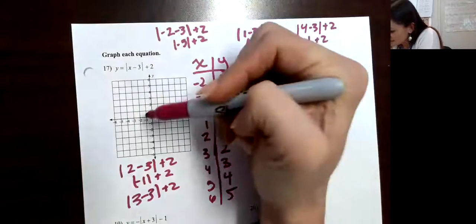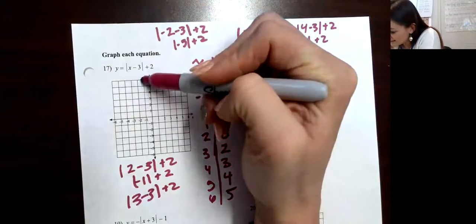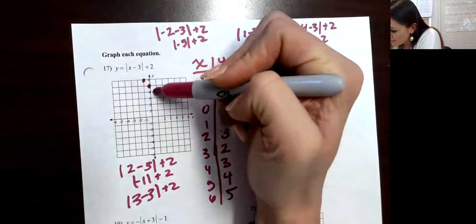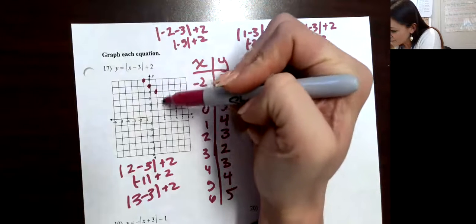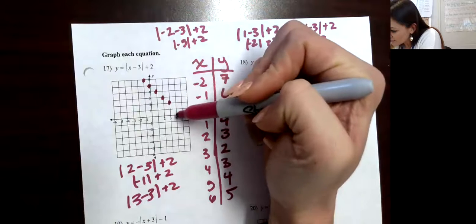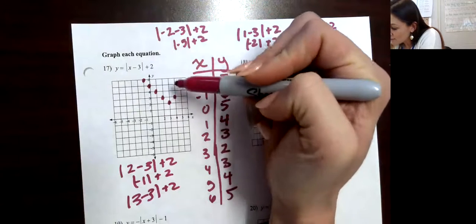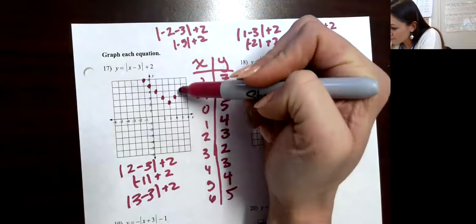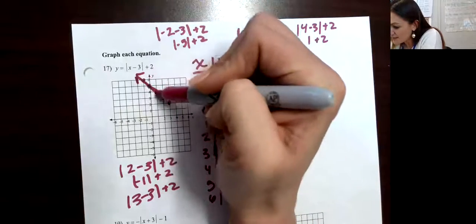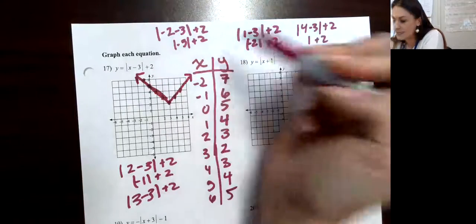All right, that first one doesn't fit on. -1 is at 6, 0 is at 5, 1 is at 4, 2 is at 3, 3 is at 2, 4 is at 3. Notice I'm getting that V shape. So when you're graphing these other ones, if you're not finding the V, then you might need to put more values in your table.